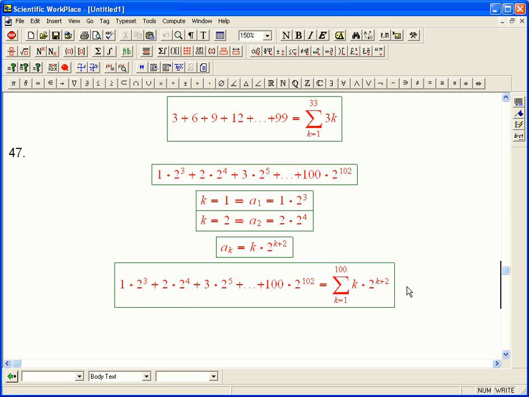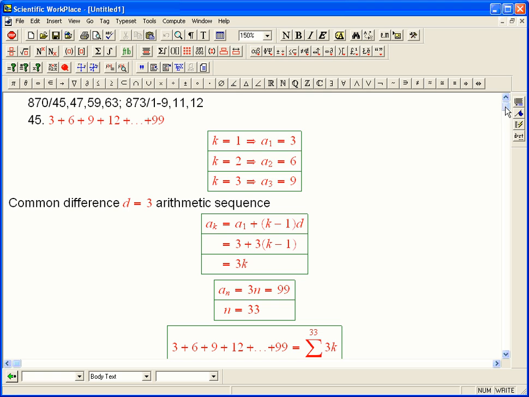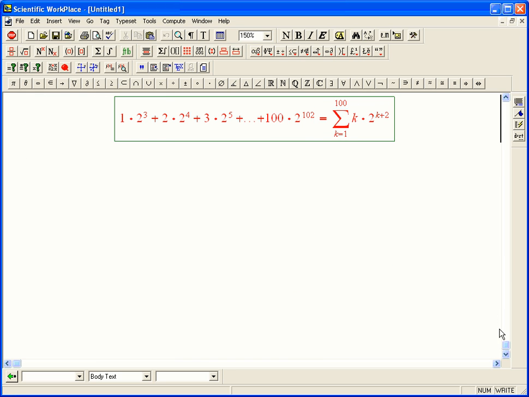There we go. There's our final answer. Okay, and moving on to 59. 59, that's a financial one. Okay, so we want periodic investment.